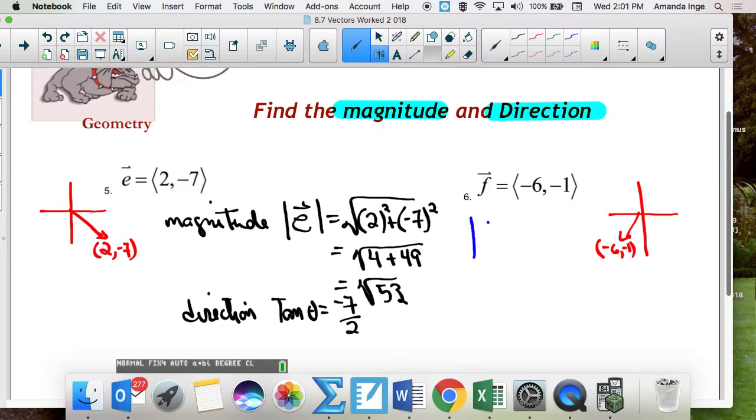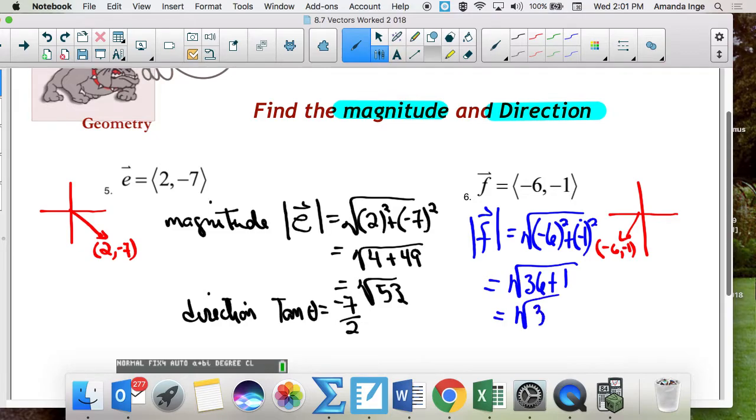So the magnitude would be equal to the square root of negative 6 squared plus negative 1 squared. So we get 36 plus 1, or the square root of 37. Everybody good on that one?